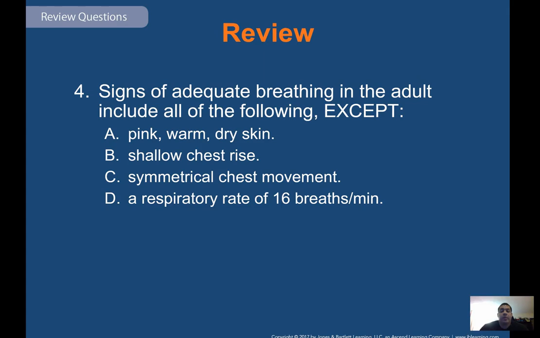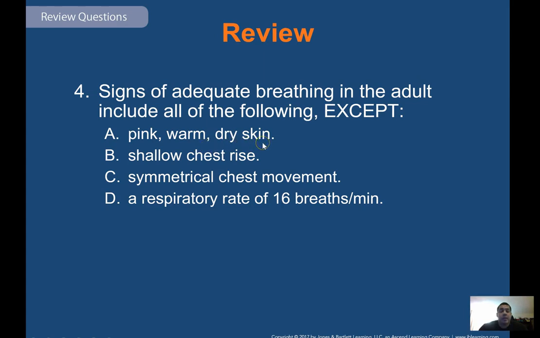Signs of adequate breathing in an adult include all the following except. So remember, read the question carefully. What's the key word in the question? Or what are the two keywords? Signs of adequate. So what does adequate breathing mean? Do all these contain adequate except what?